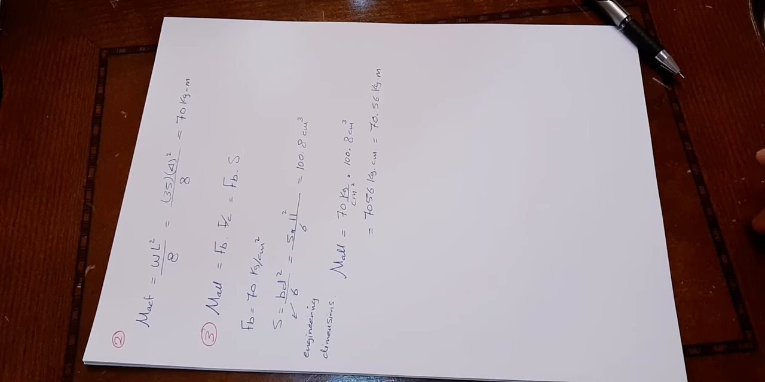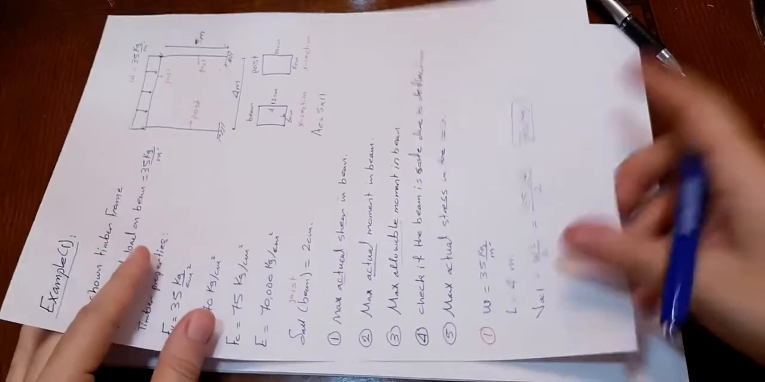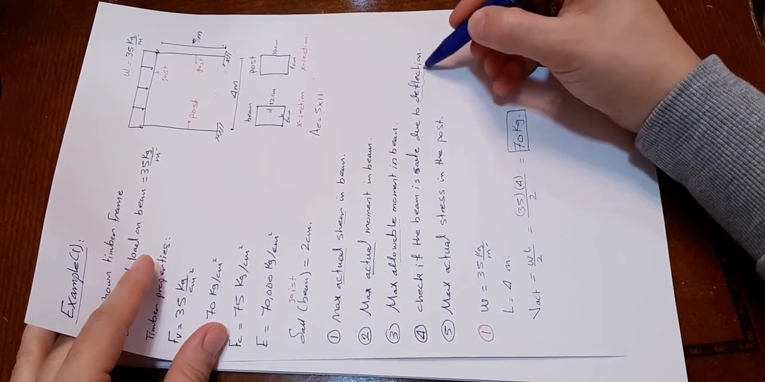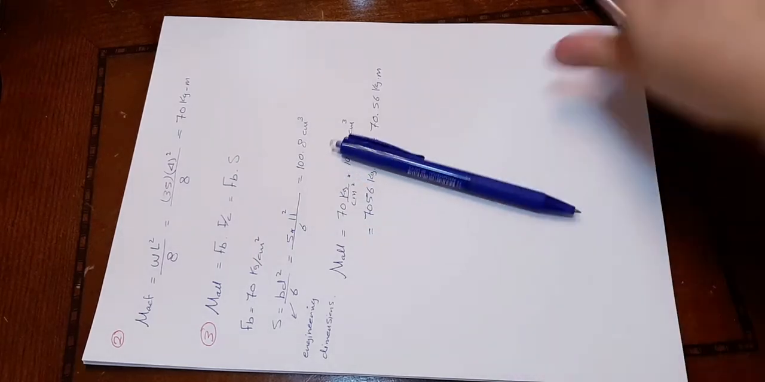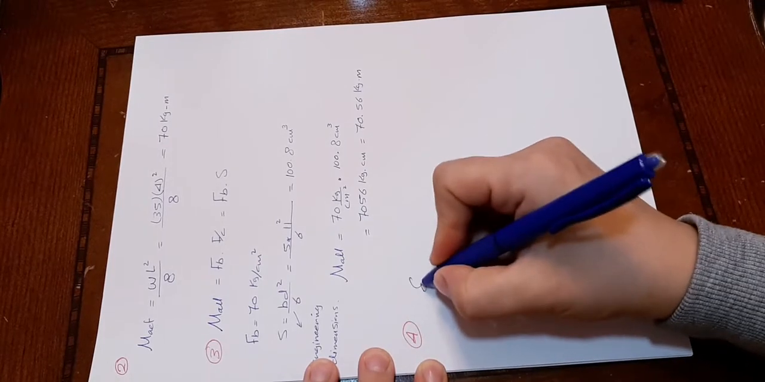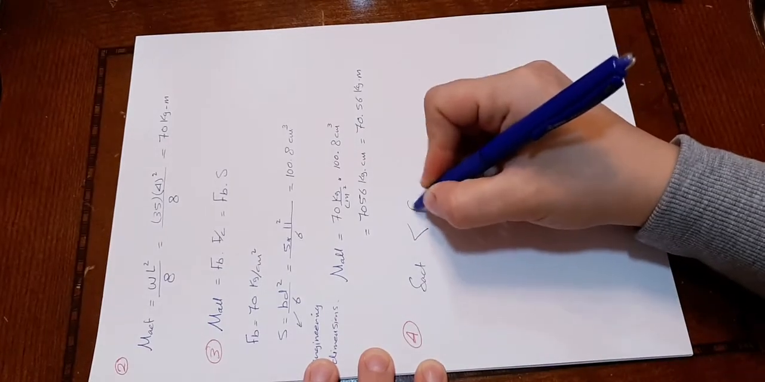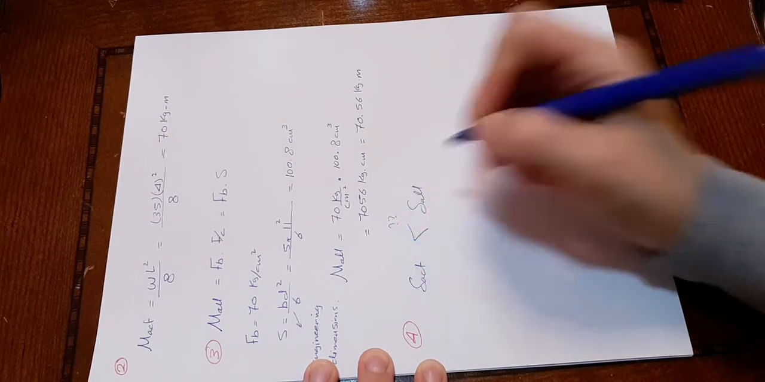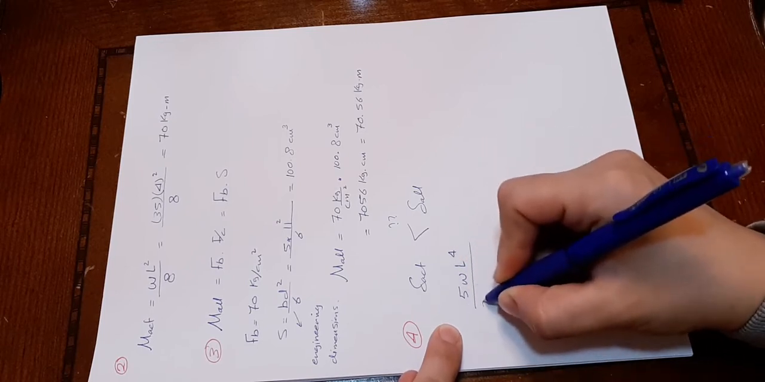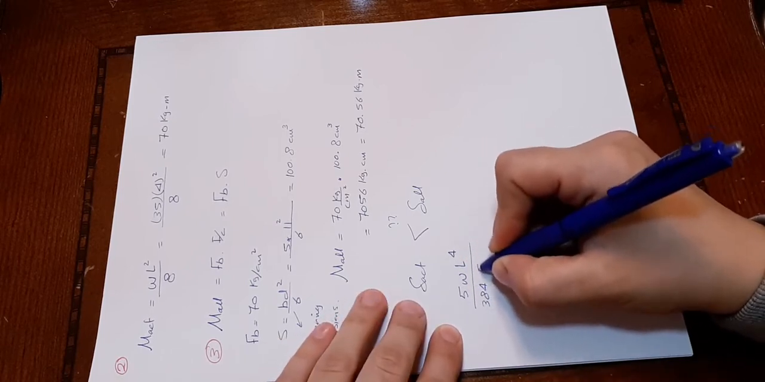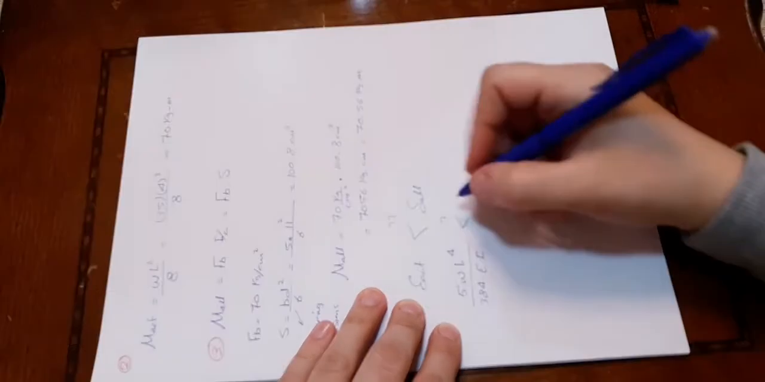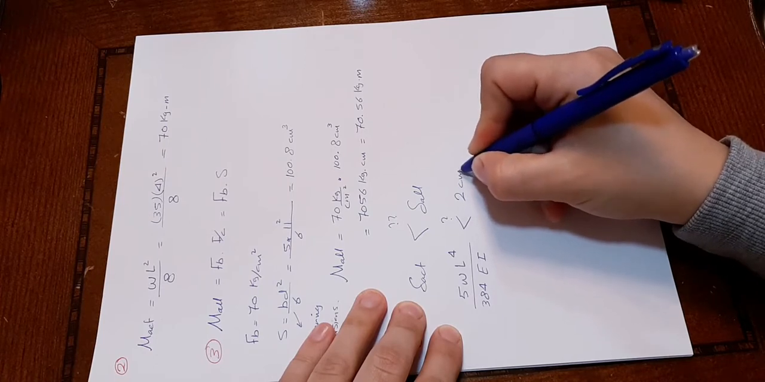Next, check if the beam is safe due to the deflection. What does safe mean in this case? For the fourth required, we should have delta actual smaller than delta allowable. Delta actual equals 5W L to the power 4 over 384 EI. Is this value smaller than the allowable? Allowable in the example is 2 centimeter.